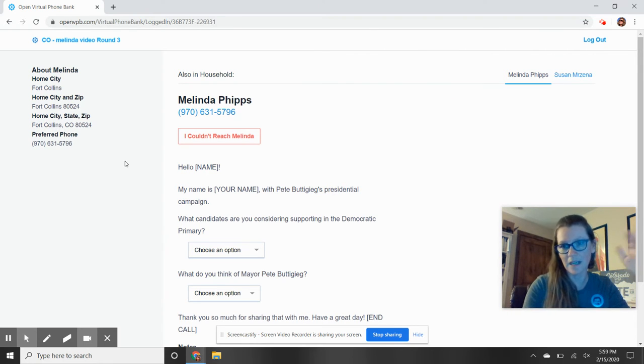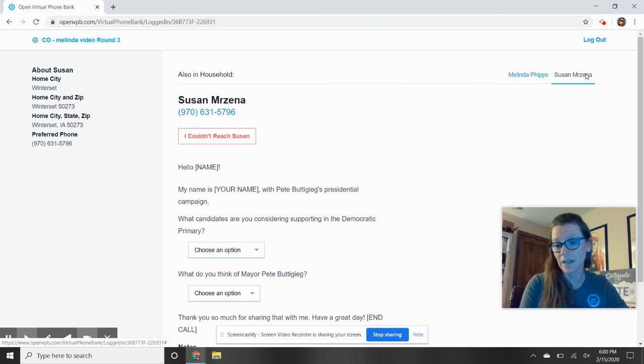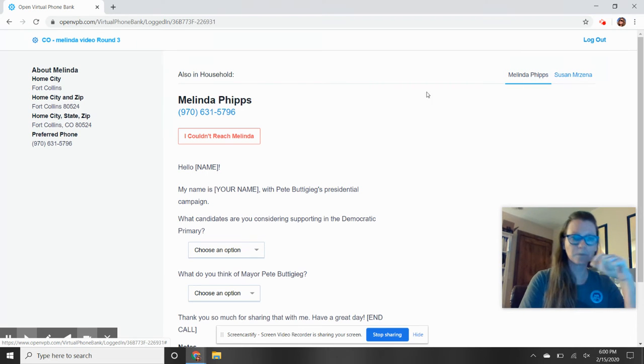So a few things to make note of. Up here at the top, also in the household, this shows me that 2 individuals are associated with this phone number. So when I call, I might get Melinda, but I might get Susan. If I get Melinda, I make sure that her name is highlighted. If Susan answers, I make sure that her name is highlighted, and I click on that.